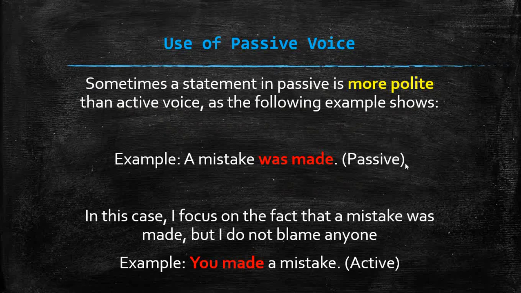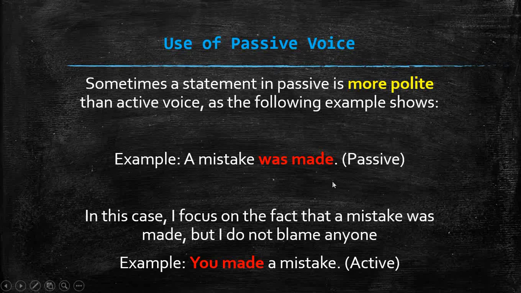Now, we use passive voice because sometimes a statement in passive is more polite than active voice, as the following example shows. A mistake was made. Okay? We are focused on the fact that a mistake was made, on the action, not on who did it. Okay, this is in passive voice. In this case, I focus on the fact that a mistake was made, but I do not blame anyone.